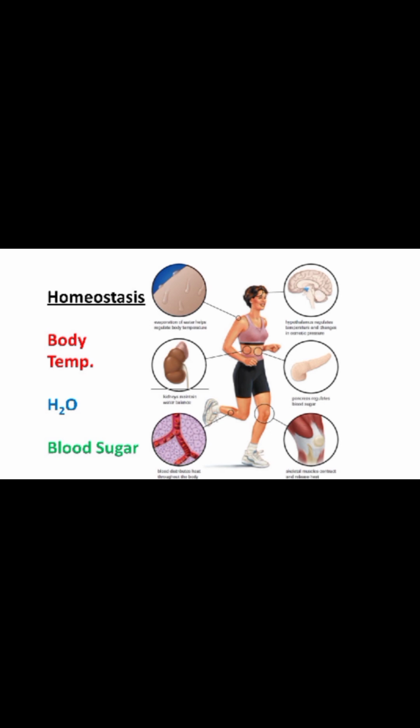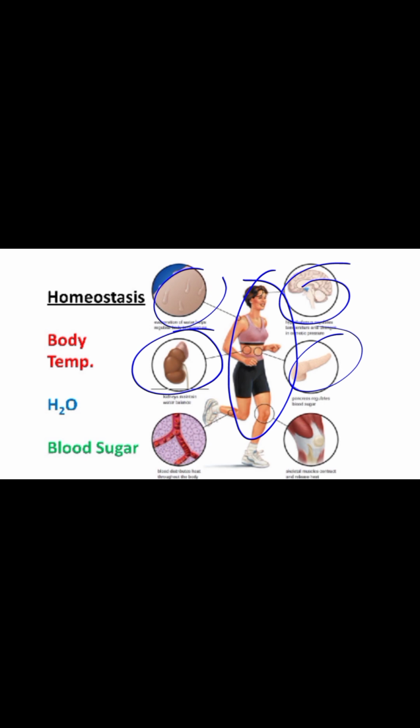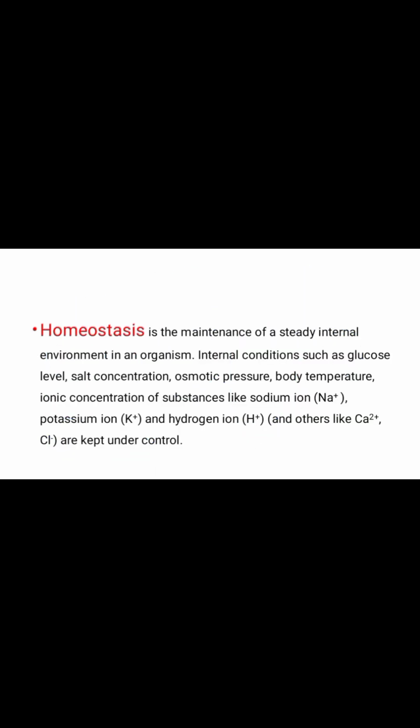As you can see in the picture on the screen, you have a particular organism that is undergoing different metabolic processes, and those metabolic processes are being regulated by different organs like the kidney, the brain, the skin, the glands, and so on. So all these different organs are helping to regulate the body temperature, the amount of water in the body, and also the amount of solute in the body. So that is homeostasis. It helps to regulate the internal environment of an organism.